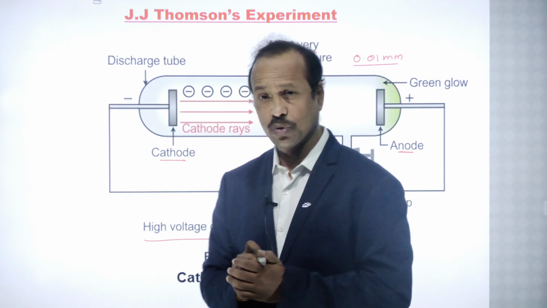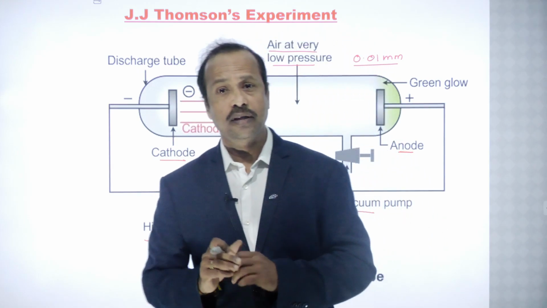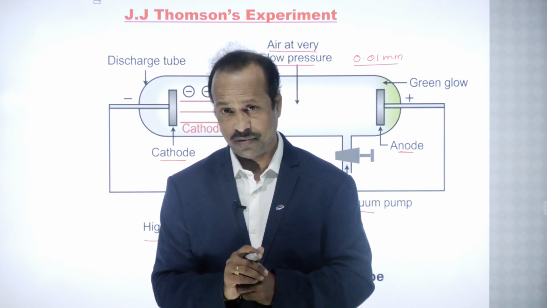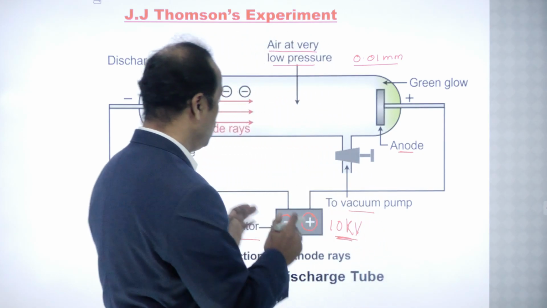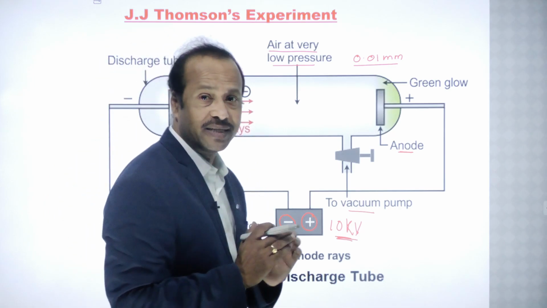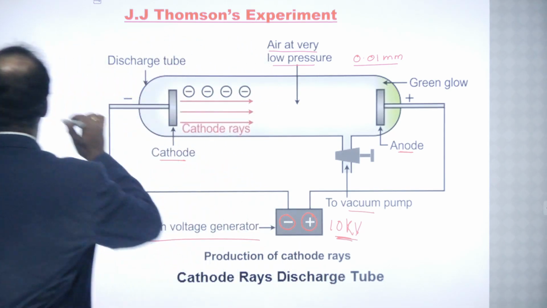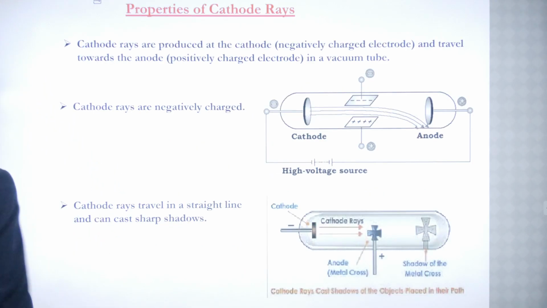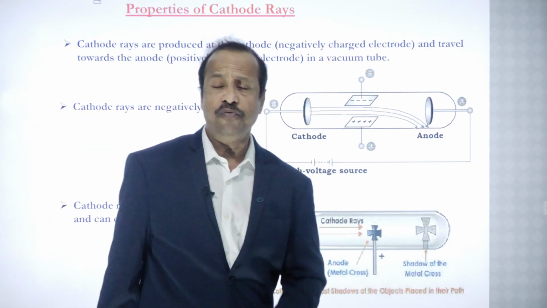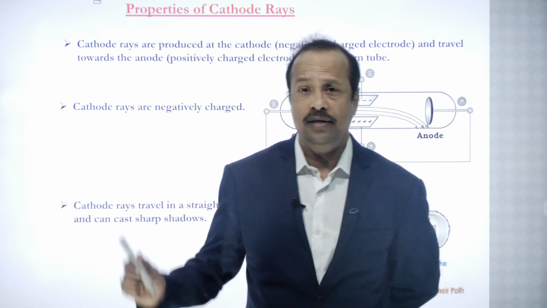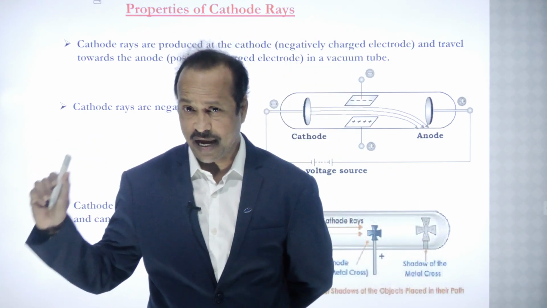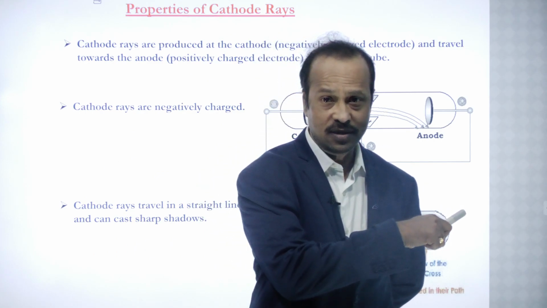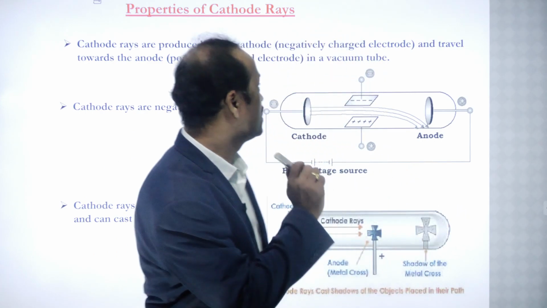Now these cathode rays were later named as electrons. Now let us see the properties of these cathode rays. The first property is that these cathode rays are produced from the cathode and they move straight towards the anode. They move towards the anode in a straight line. So that's the first point.